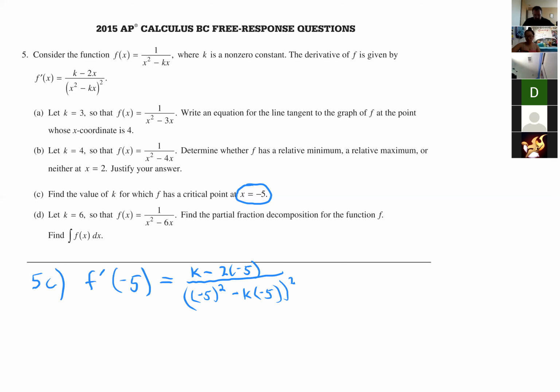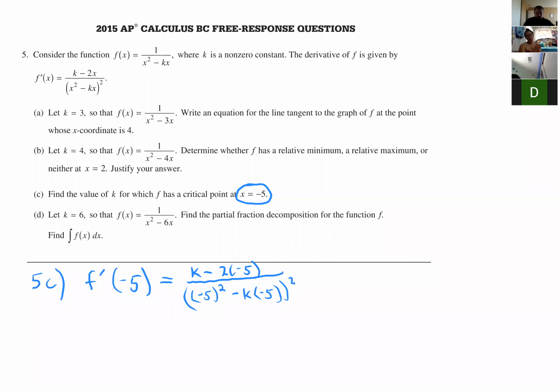Well, if you notice, the denominator will never be 0. No matter what k is, if you're squaring it, and then you're doing 25 minus something. Let's see, could k, I'm thinking, how could inside the parentheses be 0? If k was -5. Okay, well, let's see what happens.